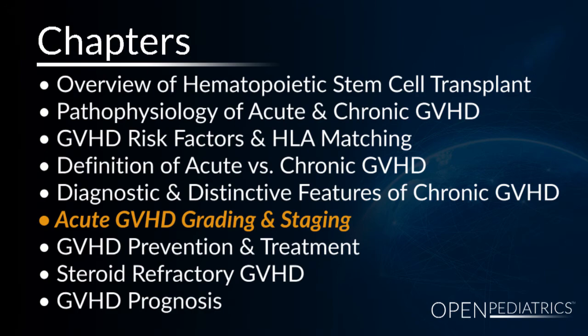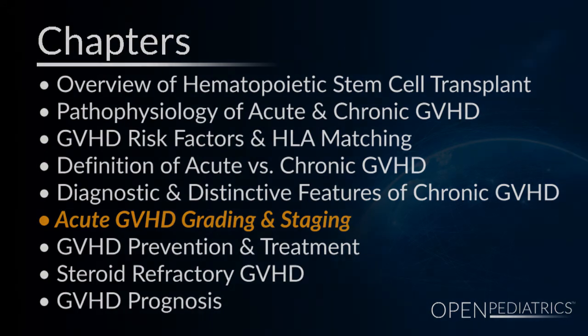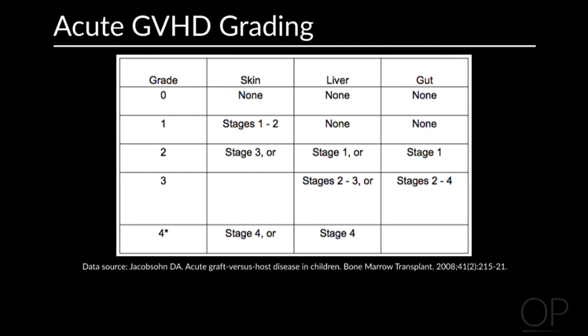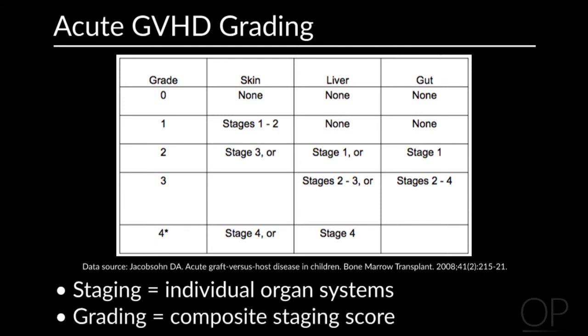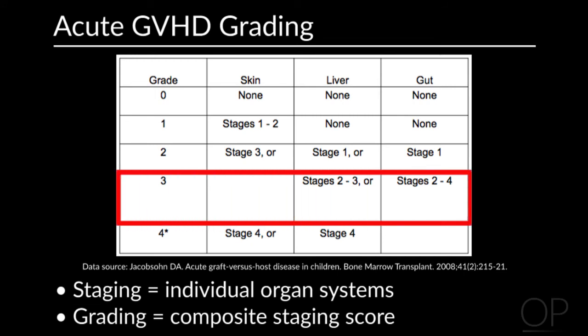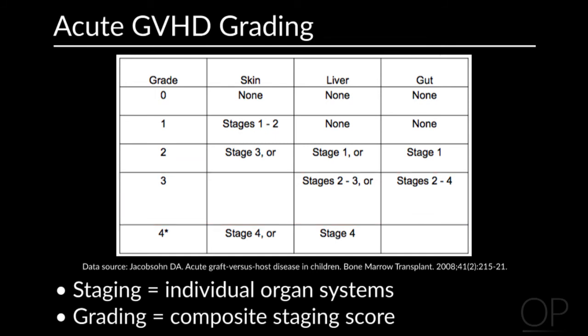Acute GVHD, grading and staging. So we talk a lot about grade 4, stage 4, these different things in GVHD. Just to highlight the differences, the staging is the individual organ systems. The grading is the composite of all of those put together. So a child who is having a large amount of diarrhea would be a stage 2 to 4, depending on the volume, grade 3 graft-versus-host disease case, whereas someone with just a rash that covers less than 25% of their body's surface area and no other findings would be stage 1 skin, which makes them grade 1 overall.